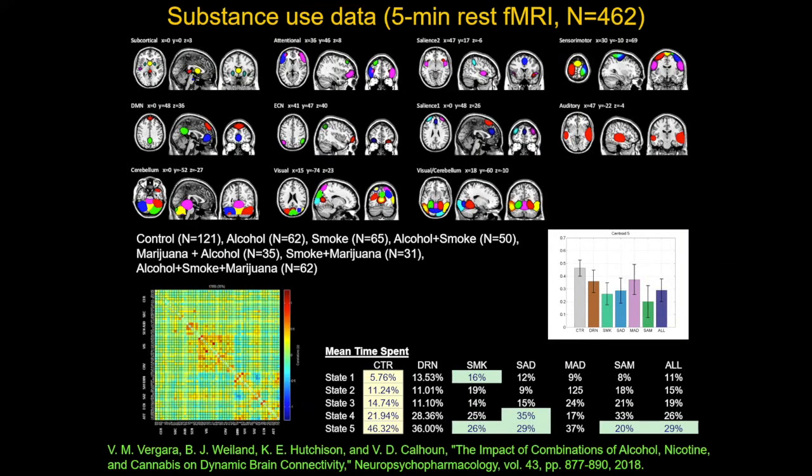And here's another study looking at substance use. And this is looking at multiple types of substances. So we had several hundred data sets. We're looking at alcohol, smoking, combinations of alcohol and smoking, marijuana, etc. And we see the dynamics give you unique patterns of differences, where you see smoking more broadly hits multiple states. And you can see state 5 is the most strongly impacted by multiple substances.